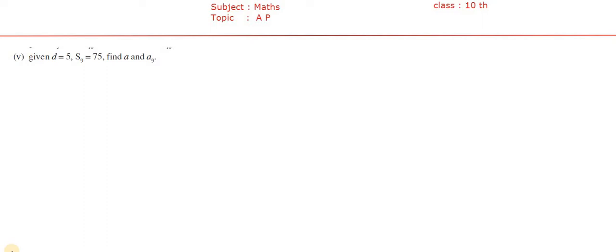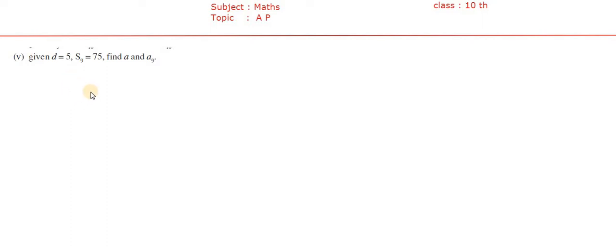Okay, in this exercise, we'll move to the next problem, the third one. We need to find, in an AP, given d is equal to 5 and S9 is equal to 75, we need to find a and a9.